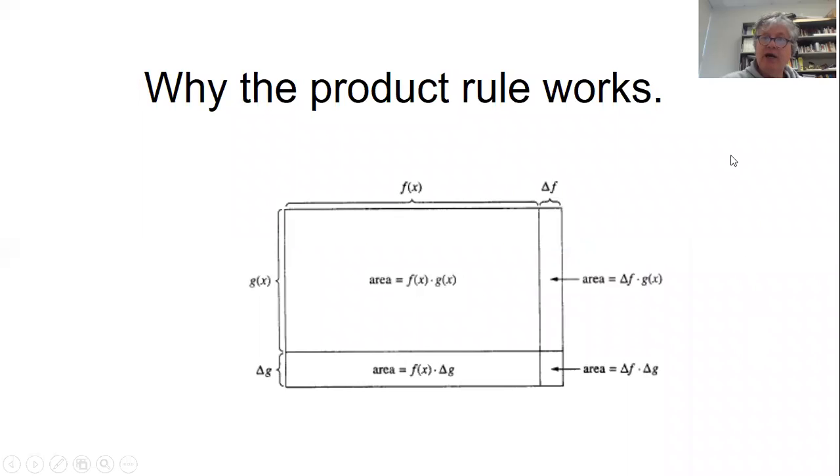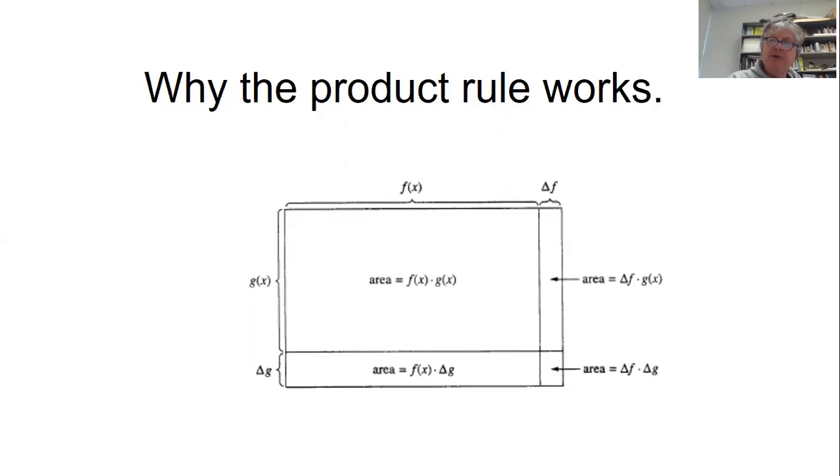Okay, so this is the reason why the product rule works. We're looking at the derivative of f times g. So we think of area as f times g, where f is some width and g is the height of the rectangle. And then we look at how the area changes as f and g change. Along one side, you're going to have a little rectangle, which is the change in f times g. And you're going to have another little rectangle, which is f times the change in g. And as well, you're going to have a really tiny rectangle, which is the change in f times the change in g.